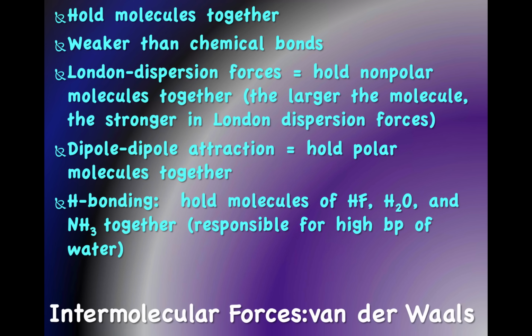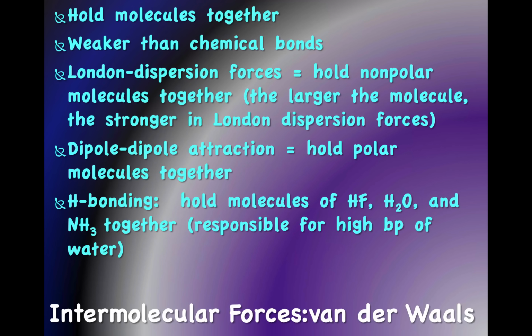Let's now consider London dispersion forces. London dispersion forces of attraction are present in all molecules. They hold molecules together based on the creation of momentary positive and negative charges caused by the random movement of electrons around an atom. That means that the more electrons in an atom or molecule, the stronger the London dispersion forces are. When considering the halogens, find the halogens on your periodic table: fluorine, chlorine, bromine, and iodine.